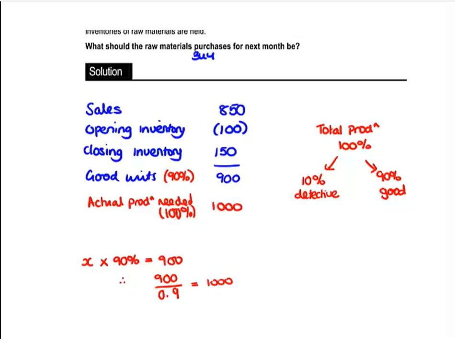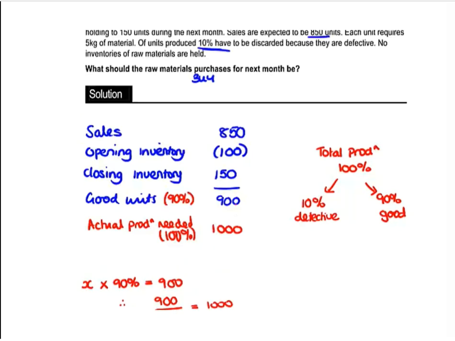Now that we've worked out the number of units to produce, we need to work out how many materials to purchase. There are no inventories, so we just need to multiply the number of units that we're going to produce by the 5 kilograms per material per unit. So we're going to need to buy 5,000 kilograms of materials.